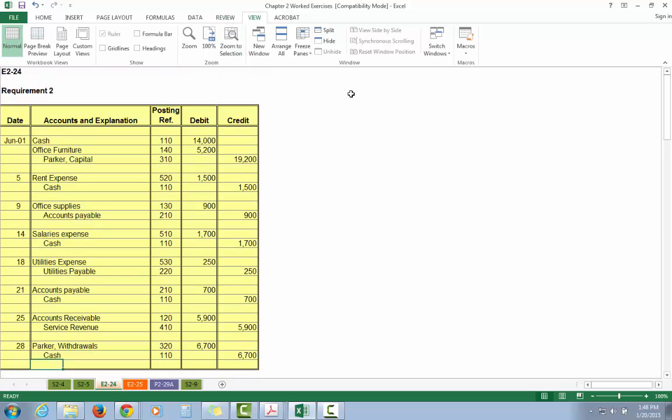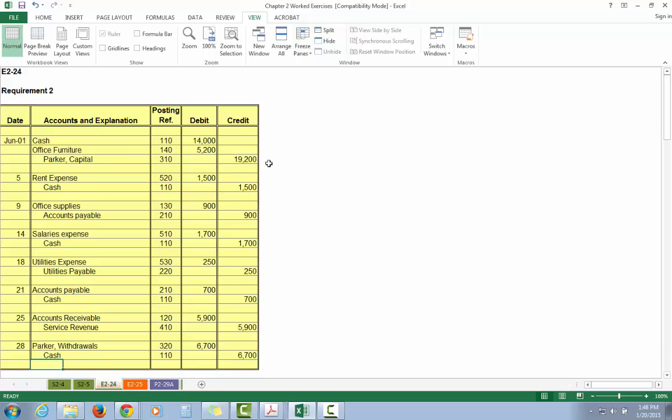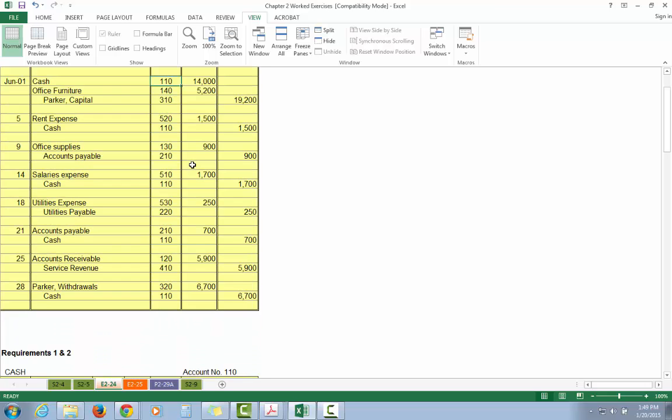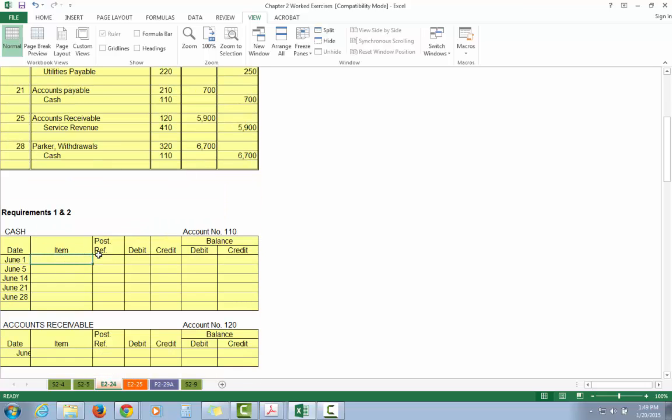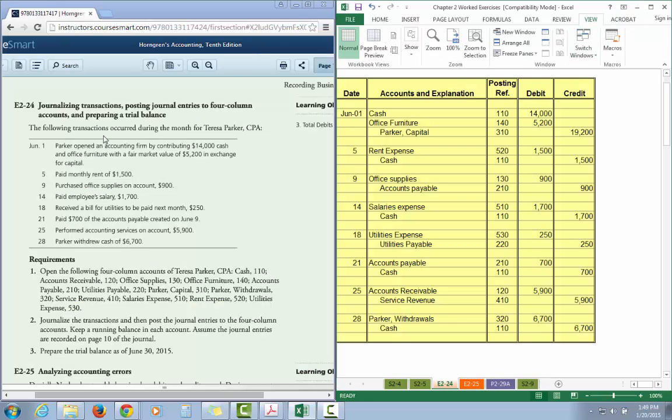Okay. So let's look at this first transaction here. So it says we've got a debit to cash of $14,000. So I'm going to come down here and find cash on June 1st. I'm going to debit cash for $14,000. Okay. Now in this example, they just have journal entry 10 because it says on the problem that this was for June. It says assume the journal entries are recorded on page 10 of the journal.